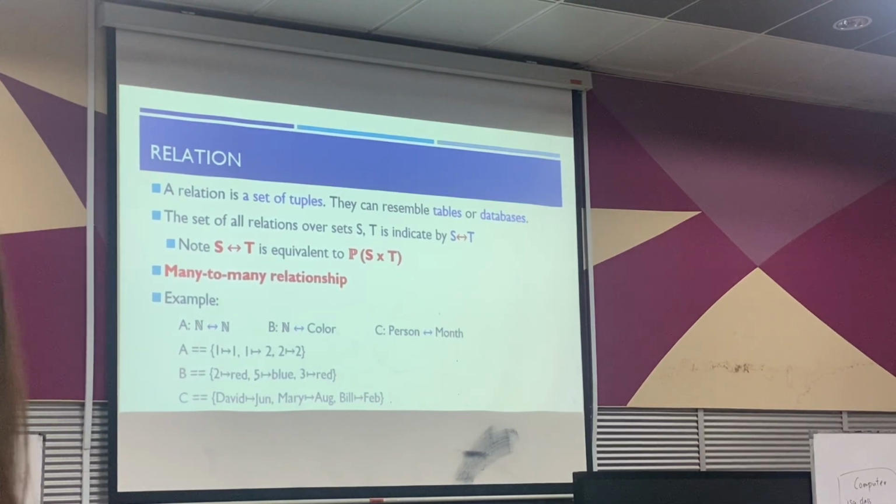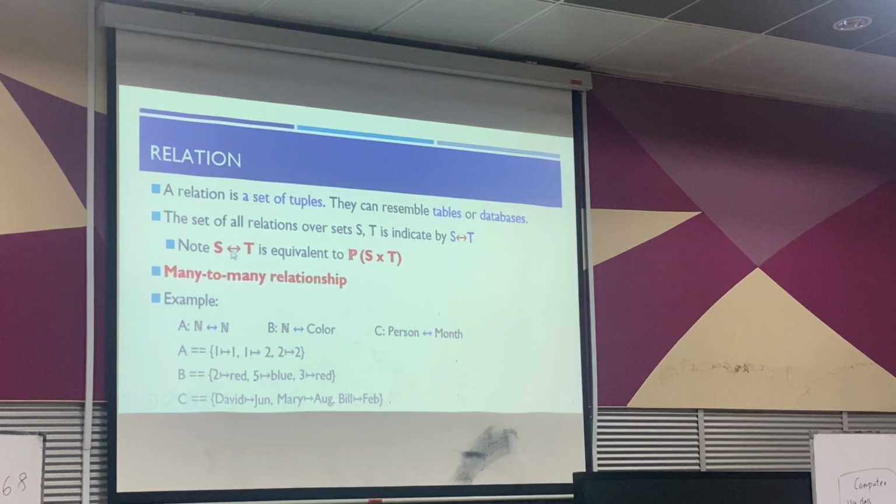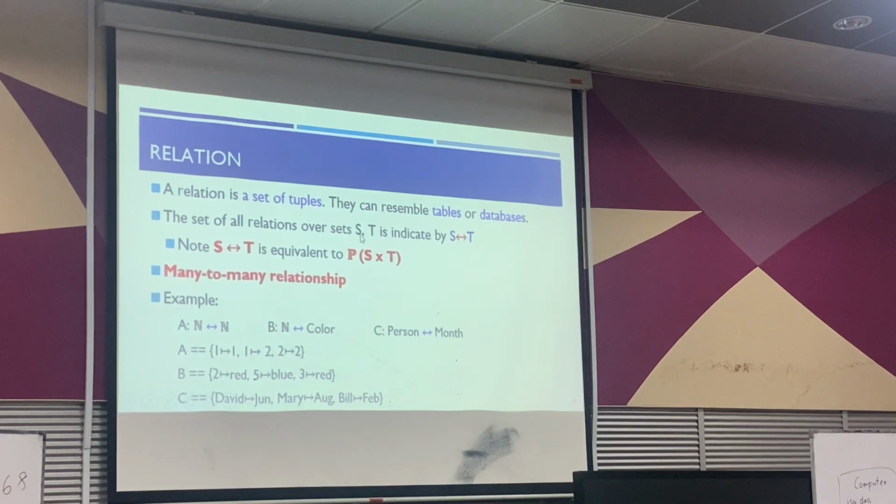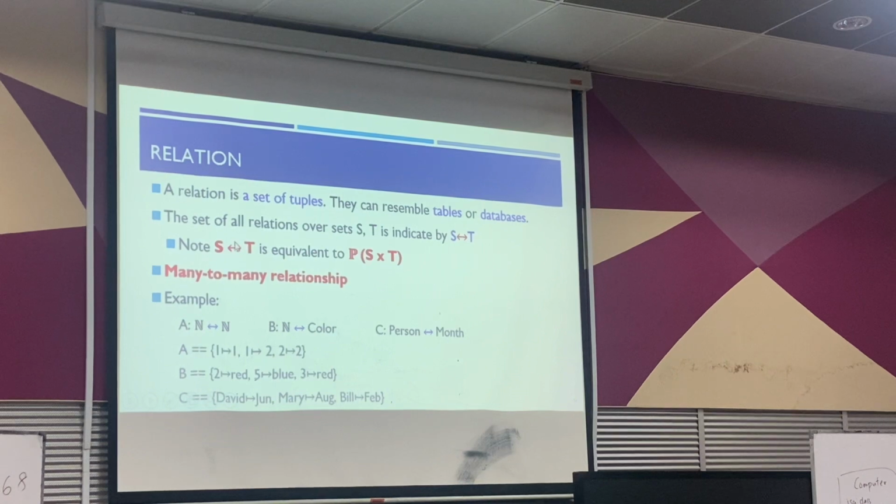So how do we read this? Let's say you have S. S will have many T, and for one T, you can also have many S. So it is a many to many relationship. You don't need to use Cartesian product anymore. You can represent many to many relationships using the relation symbol, the double-sided arrow. This is the arrow that you are going to use for many to many relationships.